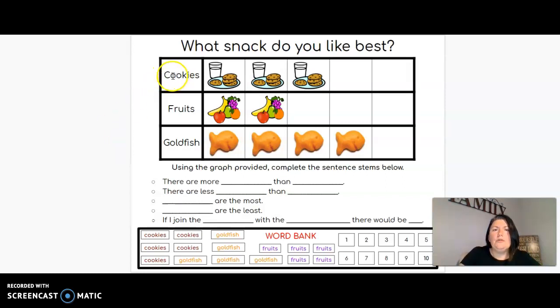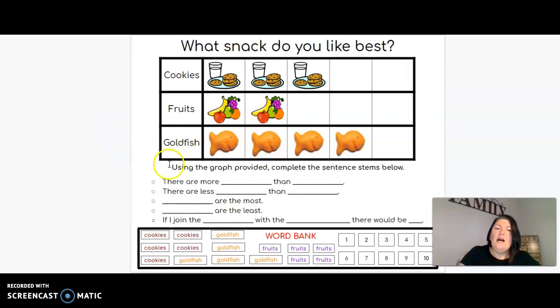How many of those boys and girls said that cookies were their favorite snack? Can you count and tell me? If you said 3, you're correct. Now, let's look at fruits. How many boys and girls said that fruits were their favorite snack? 2 is right. And how many boys and girls said that goldfish were their favorite snack? 4. Very good work, guys.